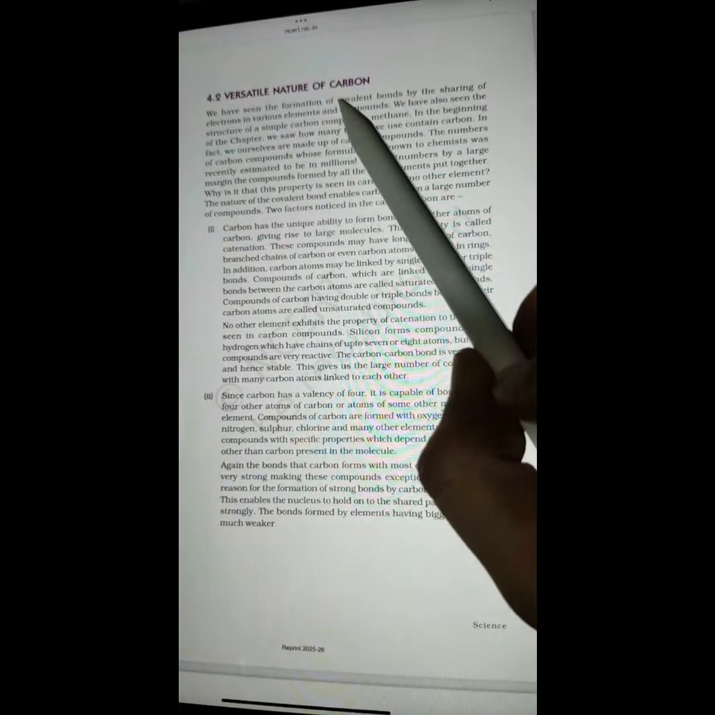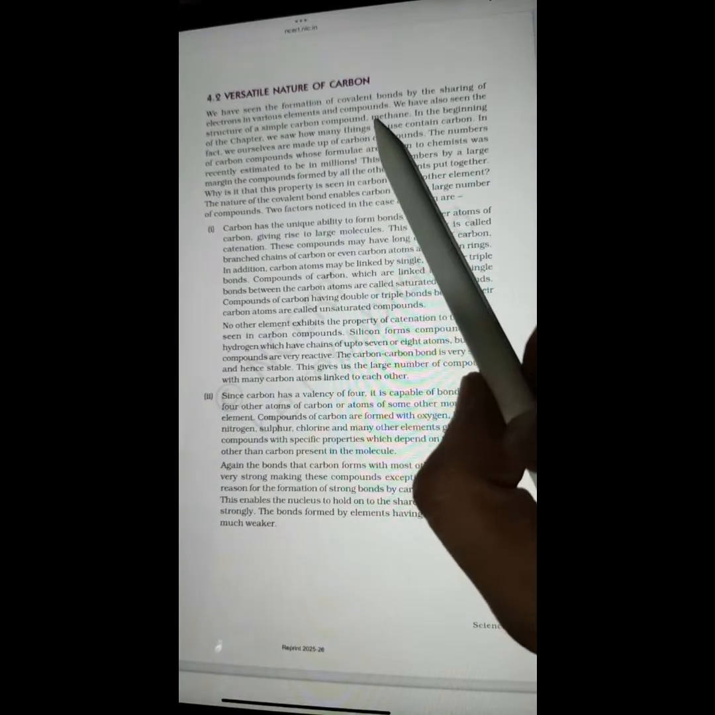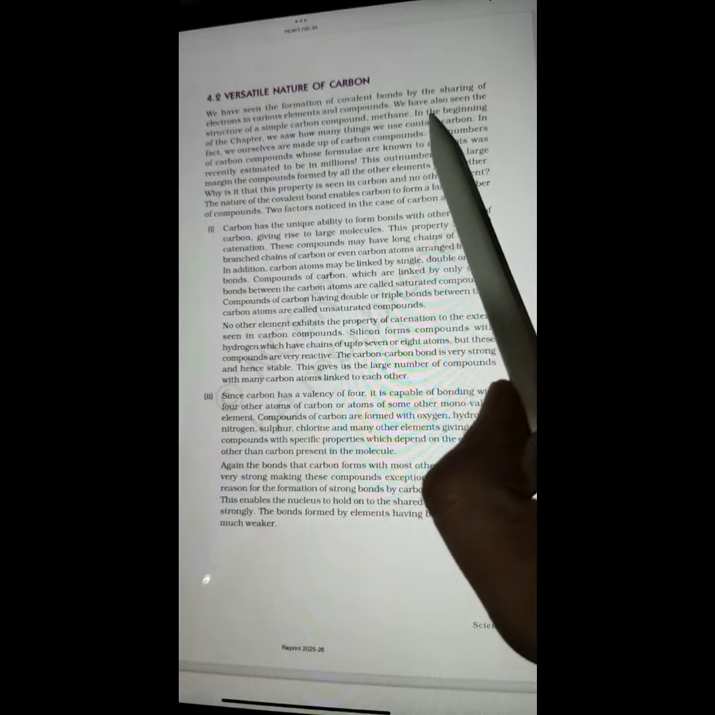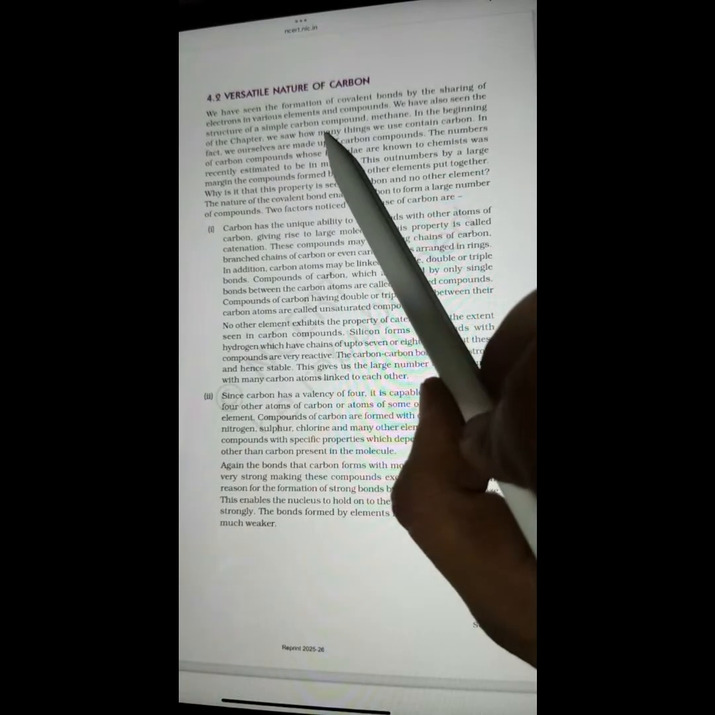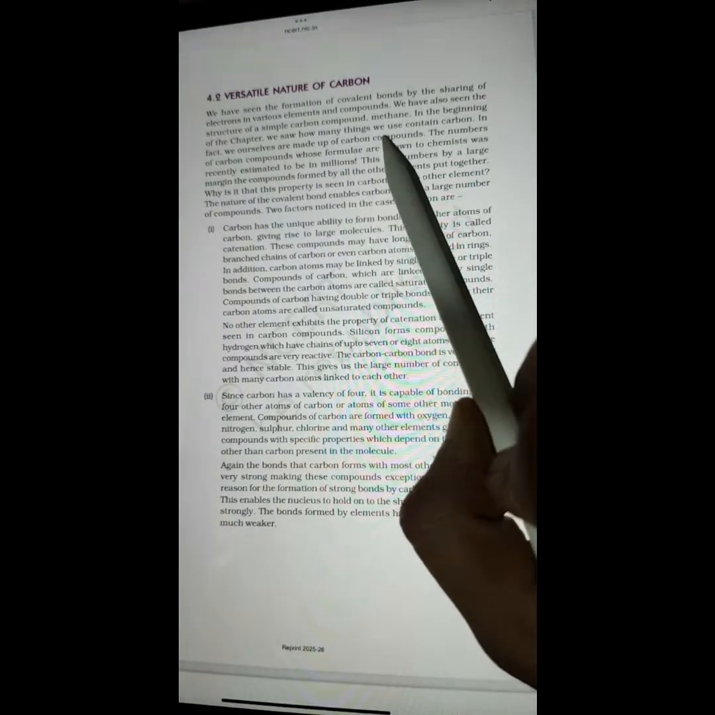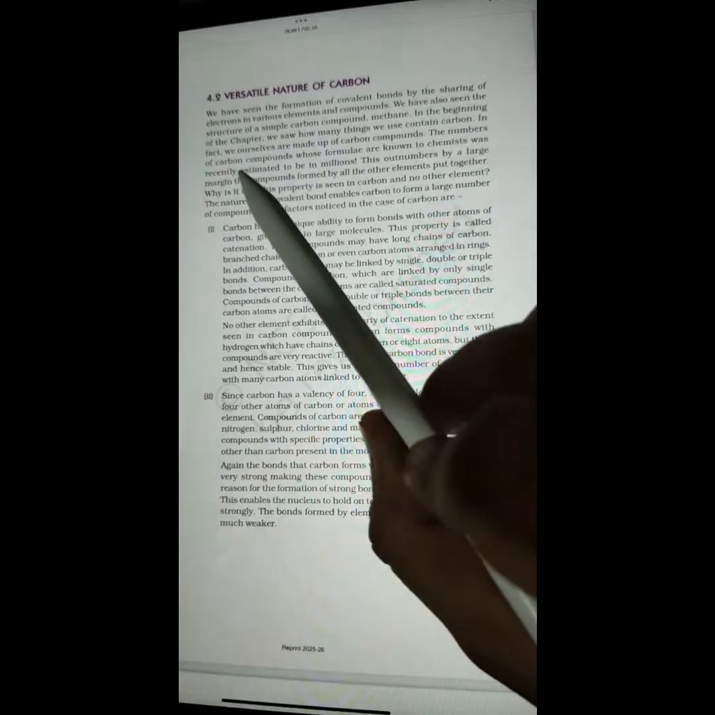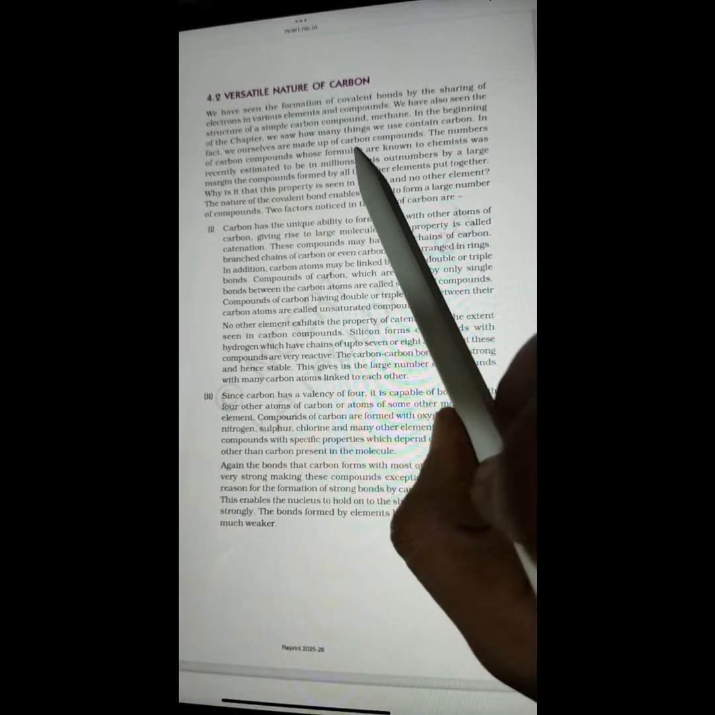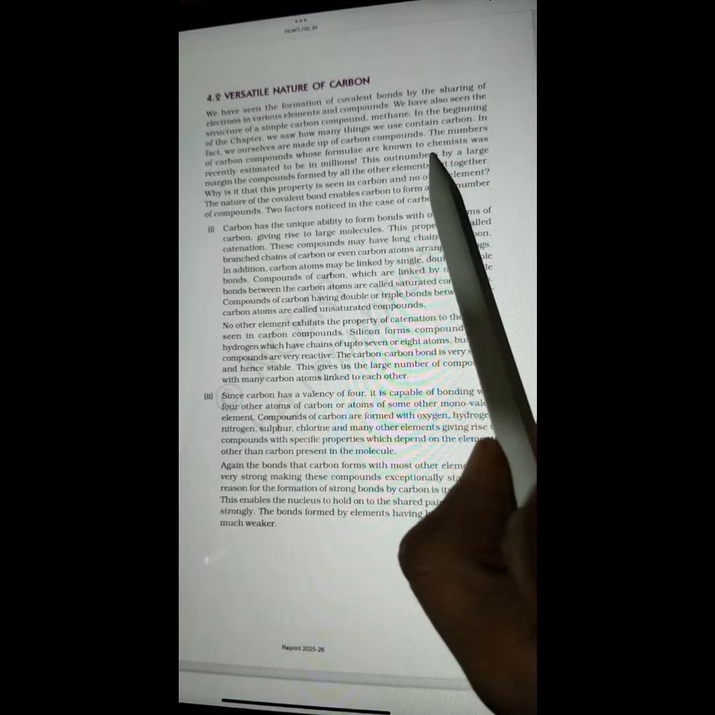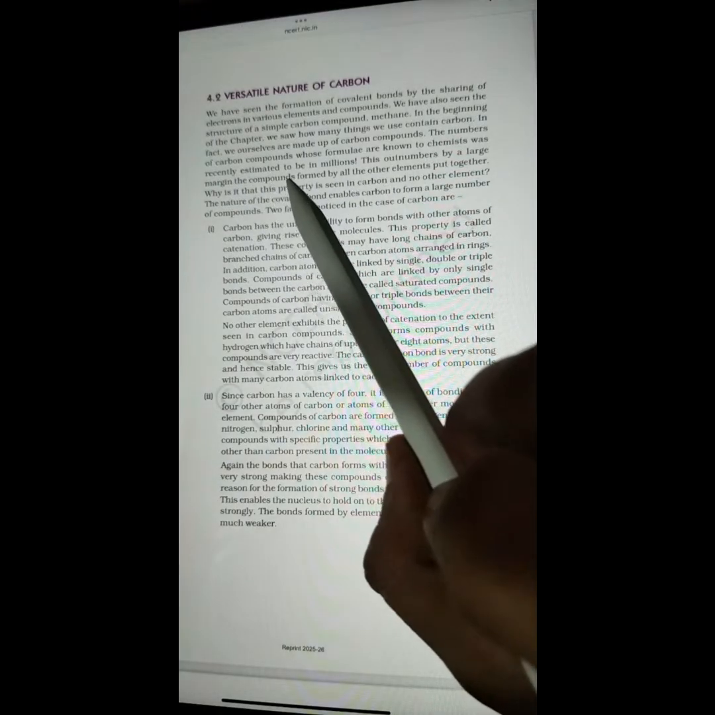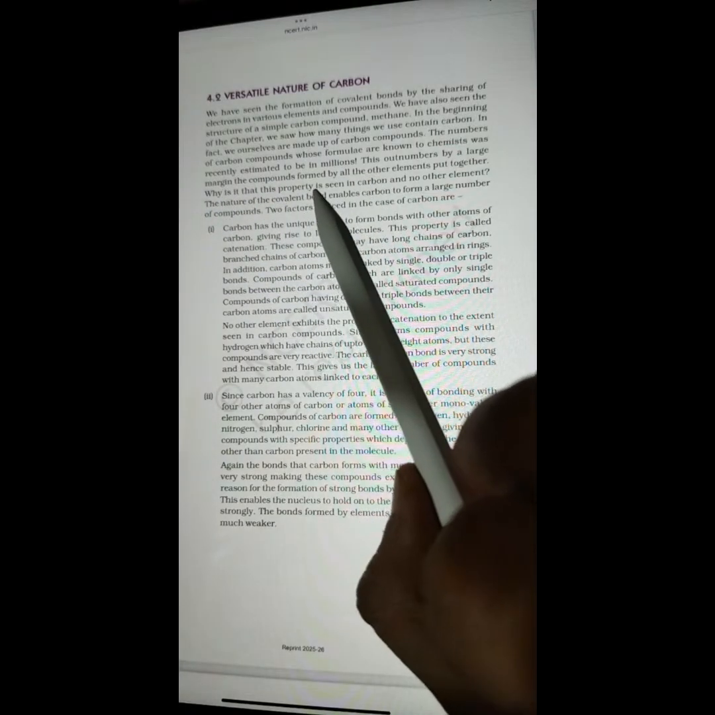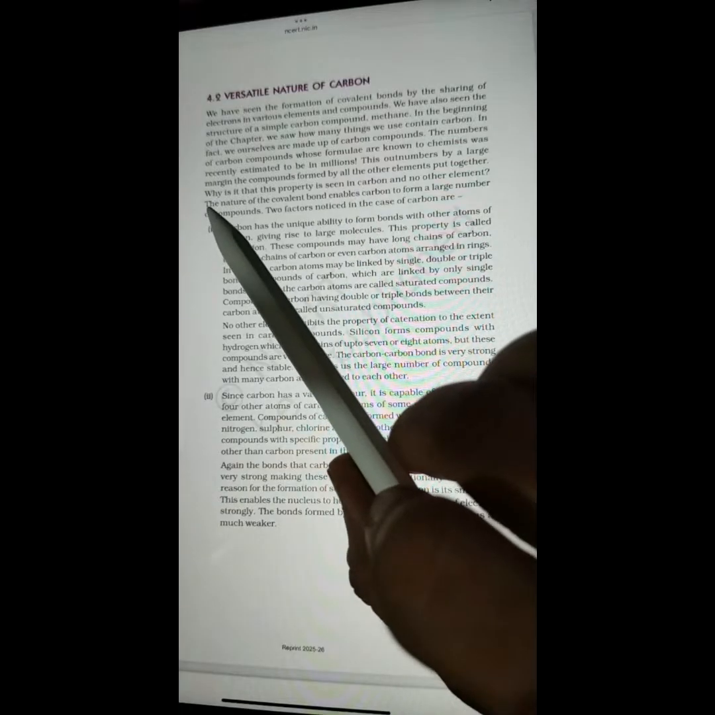4.2 Versatile nature of carbon. We have seen the formation of covalent bonds by the sharing of electrons in various elements and compounds. We have also seen the structure of a simple carbon compound, methane. In the beginning of the chapter, we saw how many things we use contain carbon. In fact, we ourselves are made up of carbon compounds. The number of carbon compounds whose formulae are known to chemists was recently estimated to be in millions. This outnumbers by a large margin the compounds formed by other elements put together.